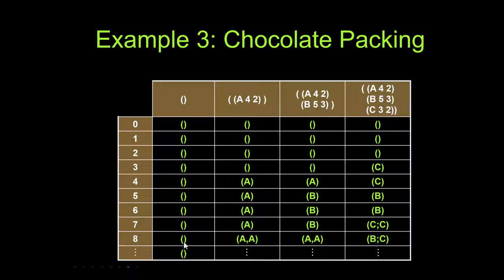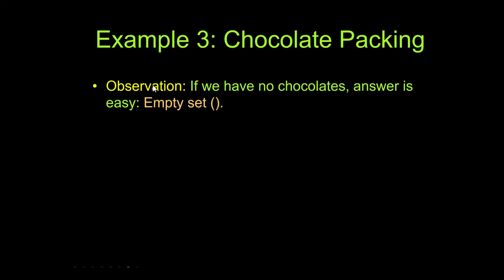So the first column is simply when you have no chocolate, whatever weight limit you have, you don't have any chocolate to put into the box. So the optimal here is just simply the empty set. When you have 1 chocolate and your weight limit is 0, you can't put the chocolate into the box, so it's still an empty box. Likewise, if you have 2, you still have empty, with 3 also empty. So this column 0 and row 0 have the optimal solution of an empty set. This is exactly our observation in the previous slide.